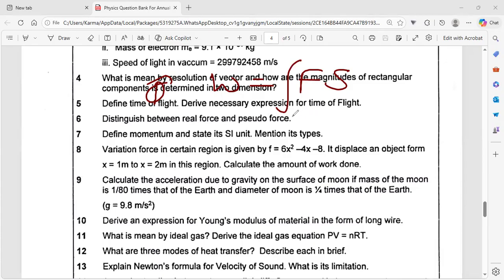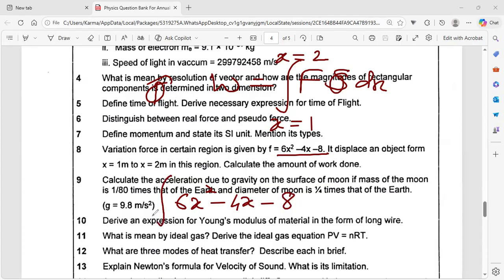So x is equal to 1 to x is equal to 2 meters. Work is the integral of F dx, the reverse process of differentiation. So it's 6x squared minus 4x minus 8. You have to integrate from 1 to 2 dx, and you get the answer.